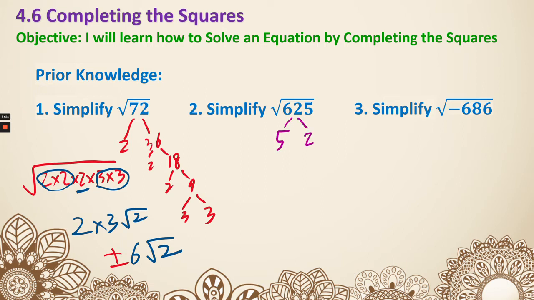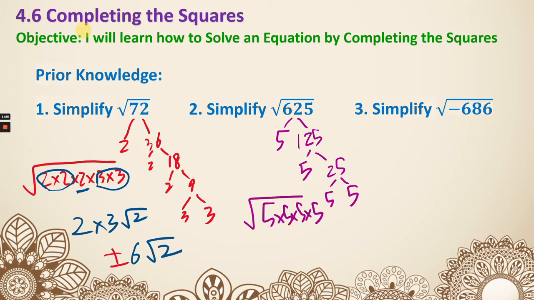Okay, next, square root of 625. 5, 125, 5, 25, and then 5 and 5. So we're going to get square root of 5 times 5 times 5 times 5. And we count by pairs, that's a pair. So 5 outside, that's another pair. We don't have anything left inside, so we don't need a square root anymore. And it's going to be 25. Again, preferably you actually write it as plus minus because they both work.